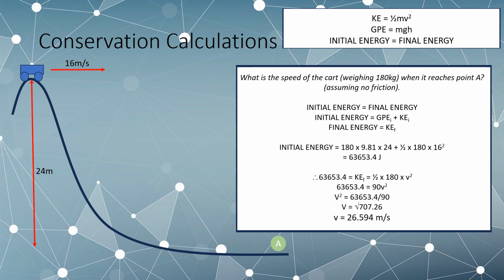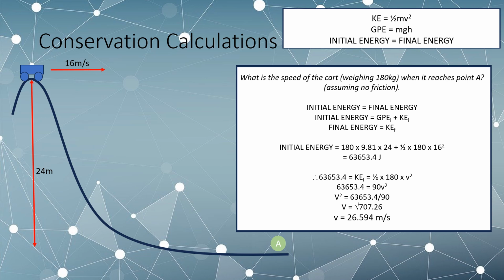So we can have 63,653.4 equals our kinetic energy final, which is equal to half times our mass times our unknown velocity squared, because we're trying to find that velocity. Half times 180 is going to give us 90. So then we'll have 63,653.4 equals 90 v squared. So then our v squared is going to equal 63,653.4 over 90. Remembering to get rid of a multiplication, we divide it on both sides, which is then going to give us 707.26.